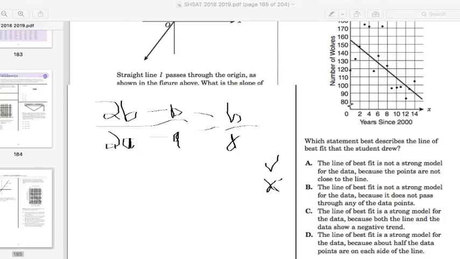So that's almost redundant. But in any event, they both indicate negative trends, but that in and of itself doesn't make it a strong model because it depends on the variation of your data, etc. So I don't buy C either. And furthermore, I buy it less than I buy A. So I'm going to rule out C as well.